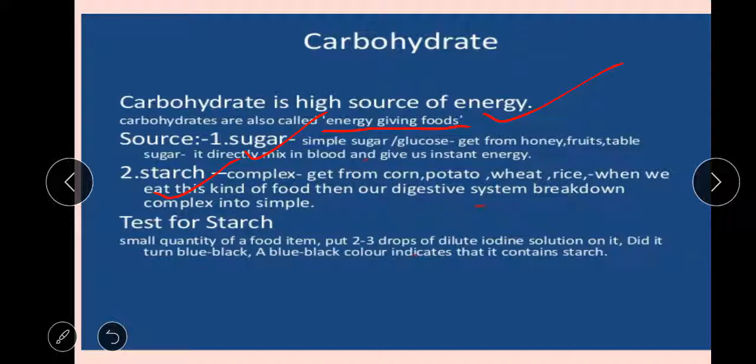Bananas. Test for starch. For testing starch, take a small quantity of the food item. Put 2-3 drops of dilute iodine solution on it. If it turns blue black, then the blue black color indicates that it contains starch.